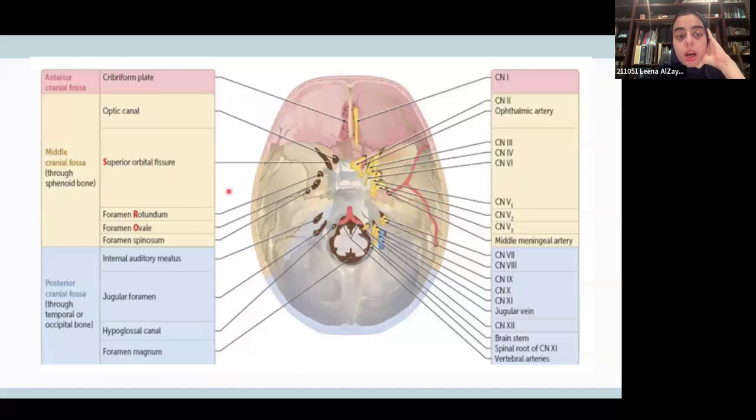Then we have 1, 2, 3 holes. So we have superior orbital fissure and then foramen rotundum, foramen ovale, foramen spinosum.